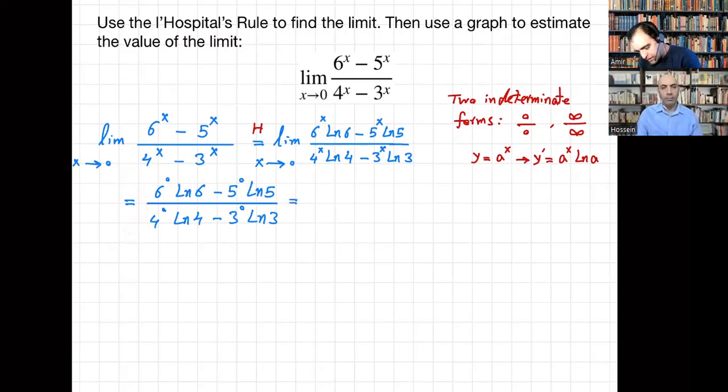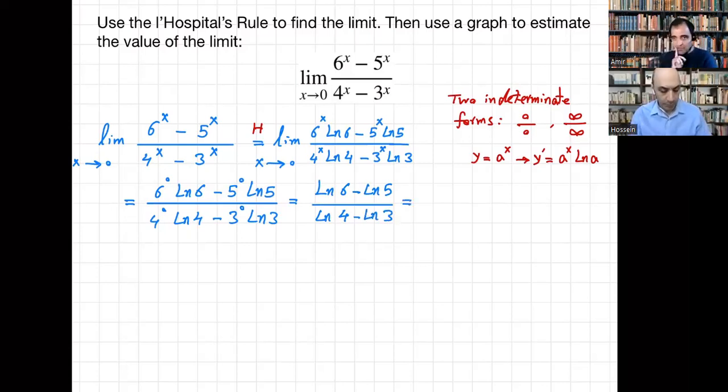So these values, 6 to the power of 0, or any constant value to the power of 0, is going to be 1. So I have ln of 6 minus ln of 5 divided by ln of 4 minus ln of 3. So I just need a calculator.